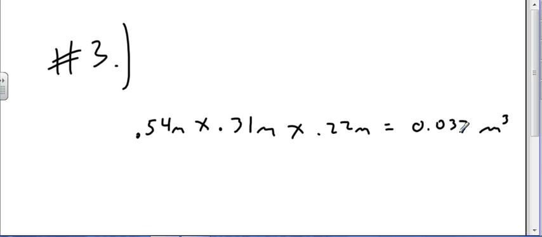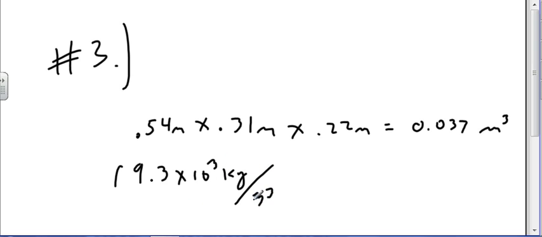And then I would imagine that if I go looking for it, I'll find the density of gold on page 261, and it says gold is 19.3 times 10 to the third kilograms per meter cubed.